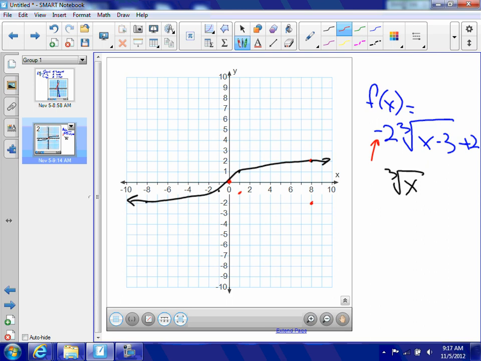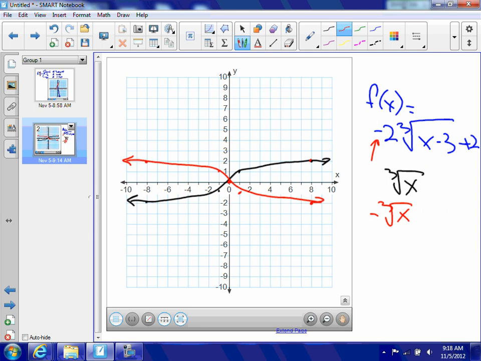And where I had -1, -1, I'm going to flip it over the x-axis, but now it's going from negative to positive. So I'm going to put it right there. And then at -8, -2, I'm going to put it right there at +2. And now my graph looks like that. A nice reflection over the x-axis. So that one in the red, we'll call that the negative cube root of x.